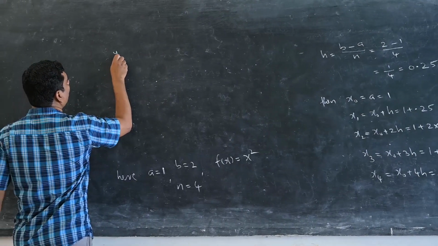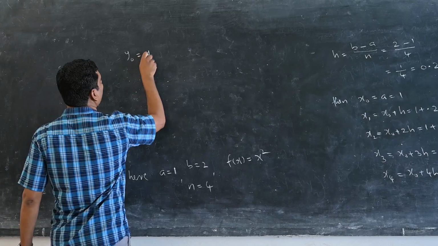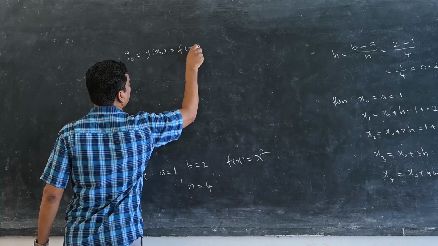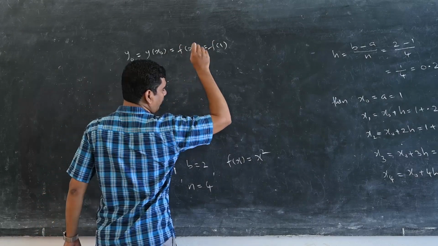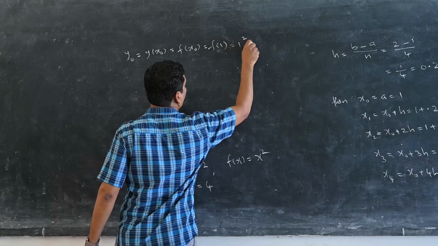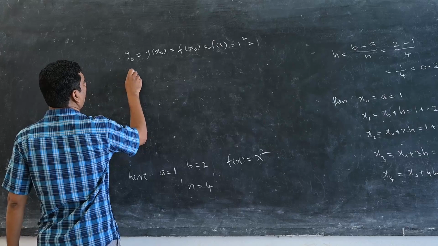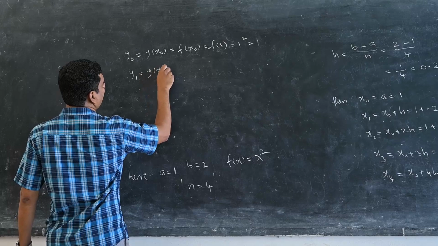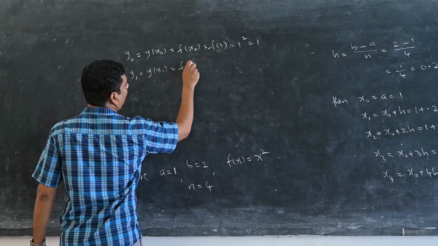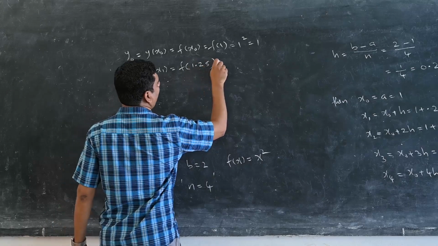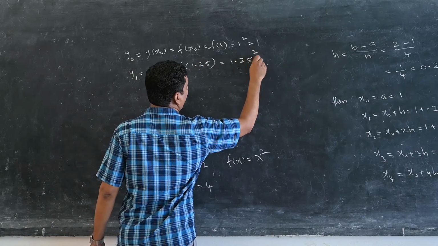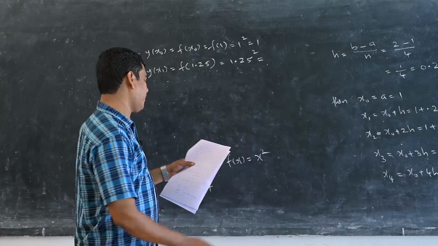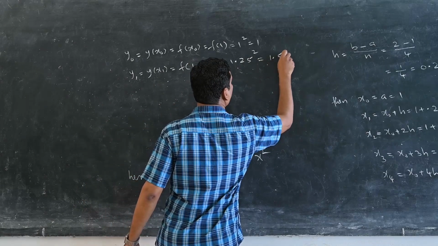Y naught is equal to y of x naught is equal to f of x naught is equal to f of 1. F of x is x square, so f of 1 is 1 square. This is equal to 1. Y1 is equal to y of x1. It is f of x1 is 1.25. 1.25 square. F of x is x square. F of 1.25 is 1.25 square, 1.5625.